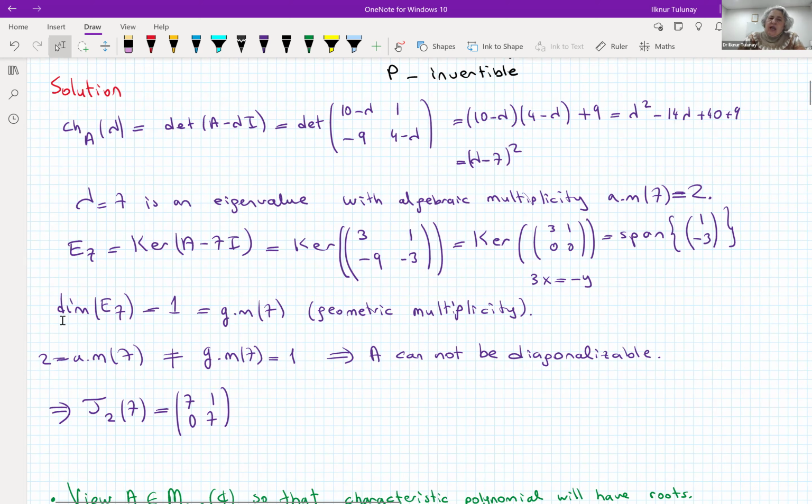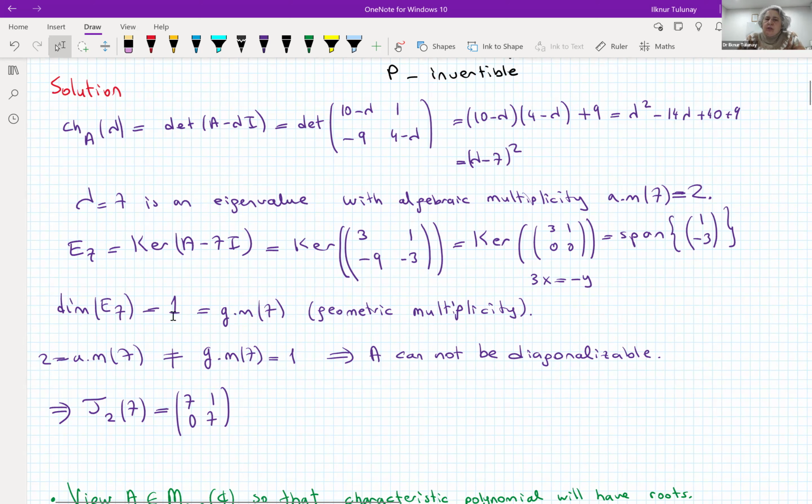But the dimension of this space is 1. That is the geometric multiplicity. By definition, geometric multiplicity is the dimension of the eigenspace of the corresponding eigenvalue. The eigenvalue is 7, and the geometric multiplicity of 7 is 1. Here the algebraic multiplicity is 2, but the geometric multiplicity is 1. So they are different. If this is the case, then we say it cannot be diagonalizable.